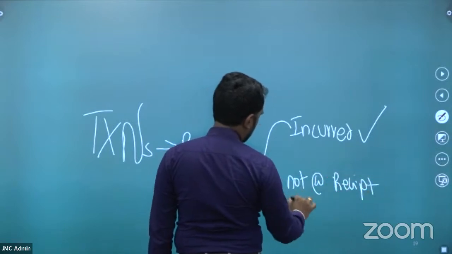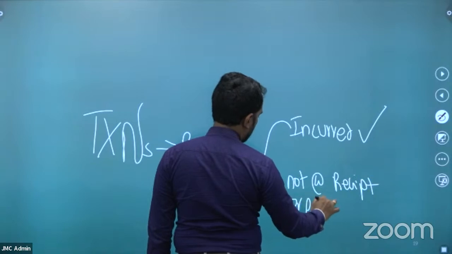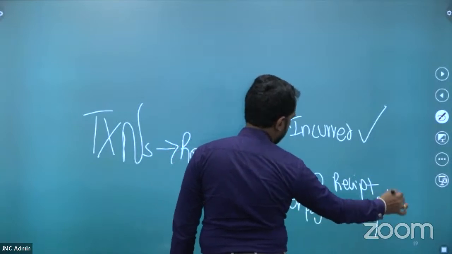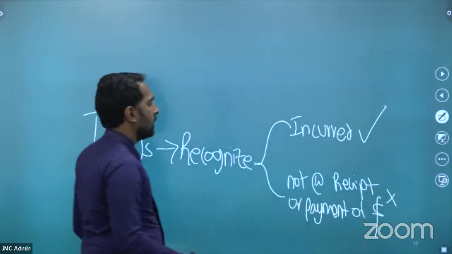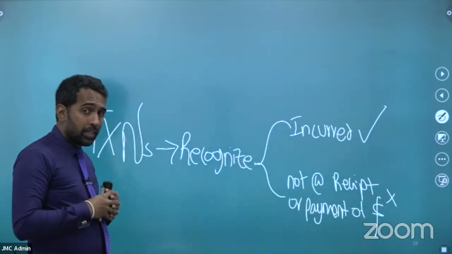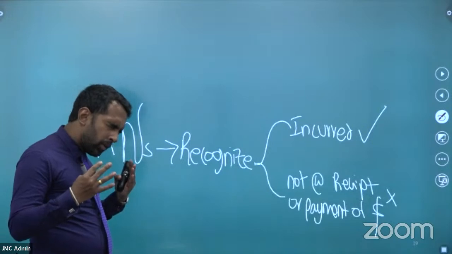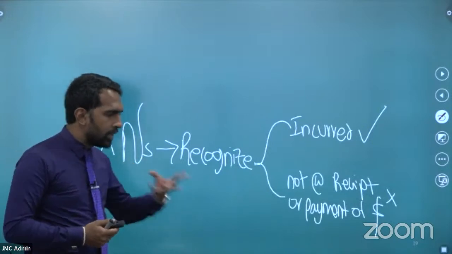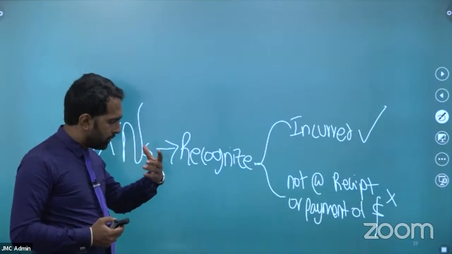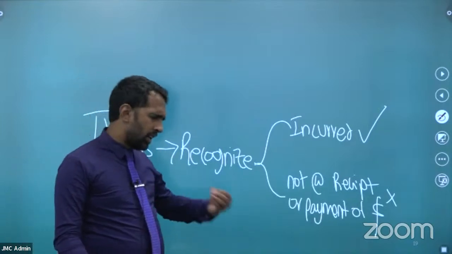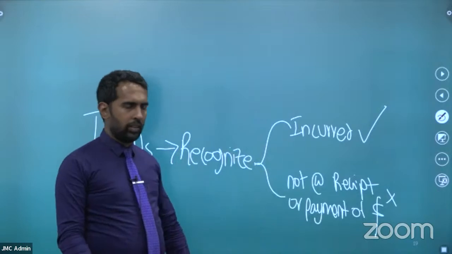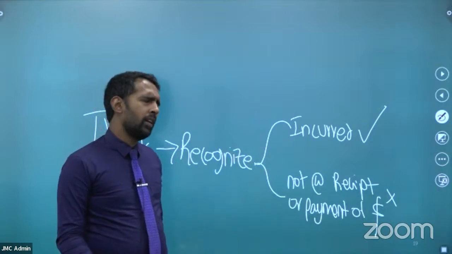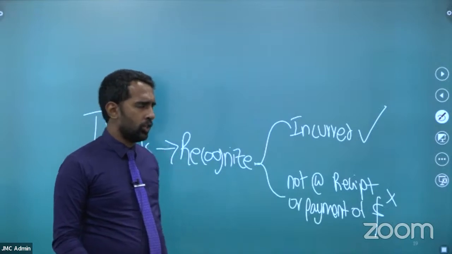received or payment of money. So when you are recognizing a transaction, don't wait until you receive money or pay money. If the transaction is done, if you have completed the transaction, if the transaction has incurred, the things have happened already, then account it. Don't wait until the receipt of cash.